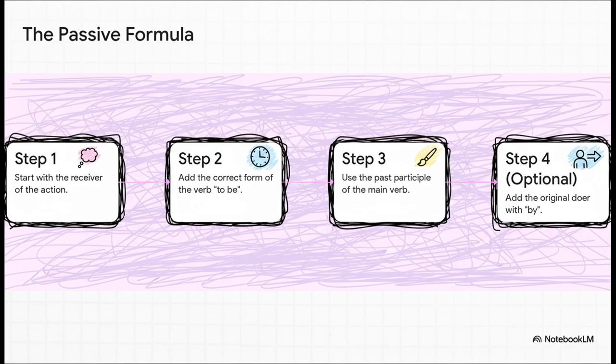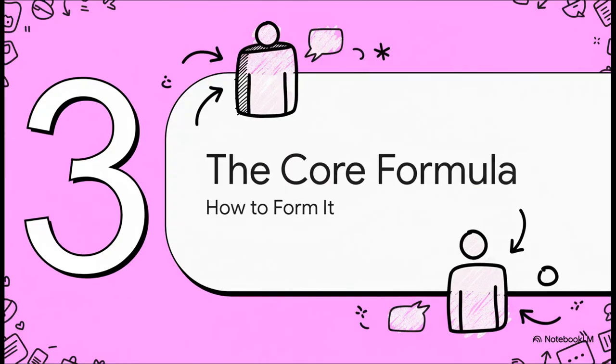You start with the thing that received the action. Then you pop in the right form of the verb to be and follow that with a past participle of your main verb. And see that last part, naming the doer? Totally optional. So mastering this core formula really is the key. Once you get this down, you can apply it to pretty much any tense in the English language.